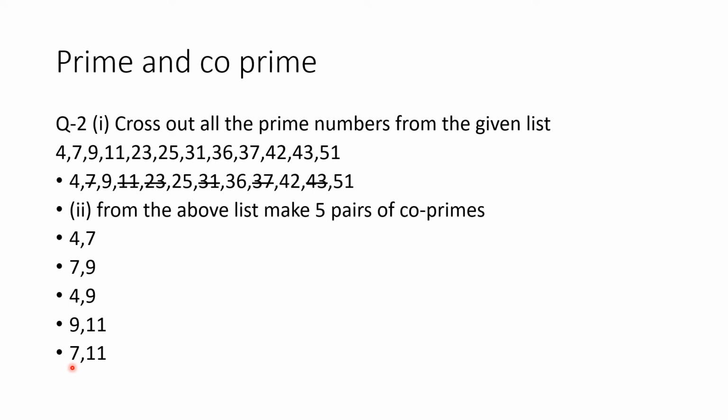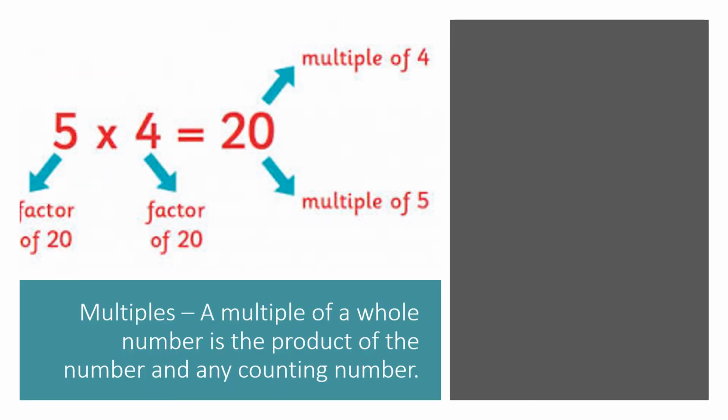Then 7 and 11. We know that 7 is also a prime number and 11 is also a prime number. And prime numbers are always co-primes for each other because the common factor is only 1. So these are just 5 I picked, but you can find many other examples from this list. Now my dear students, let us come to the multiples.